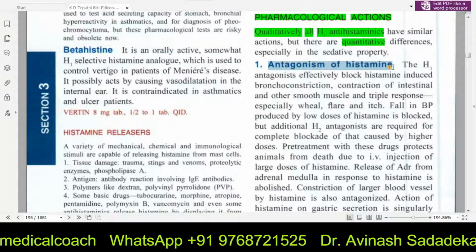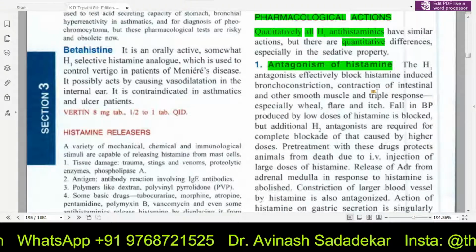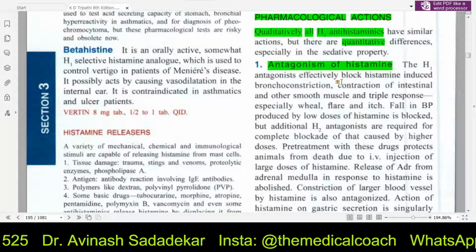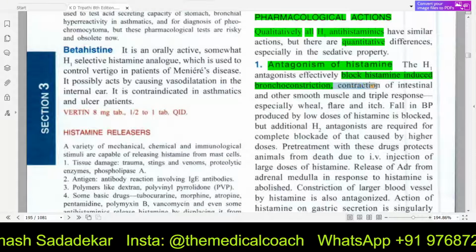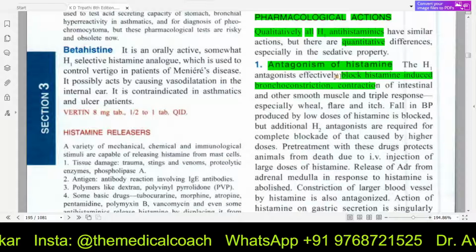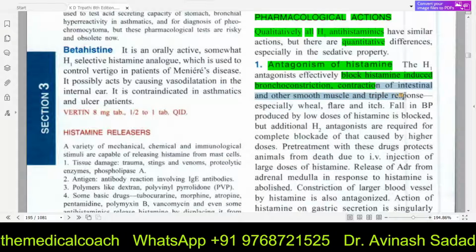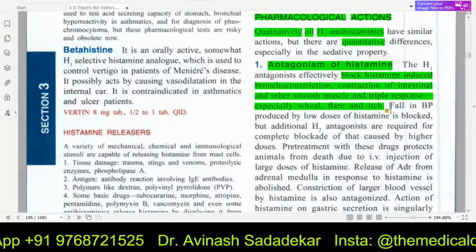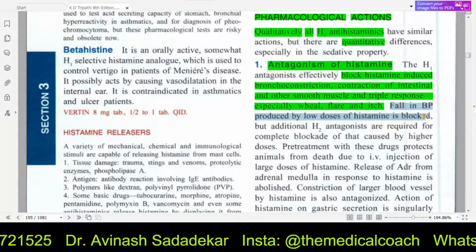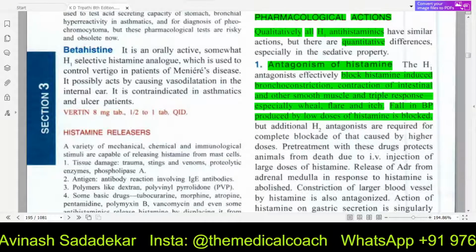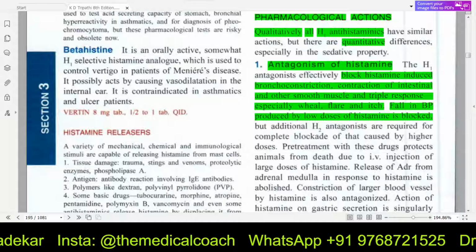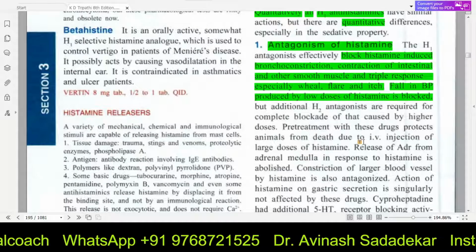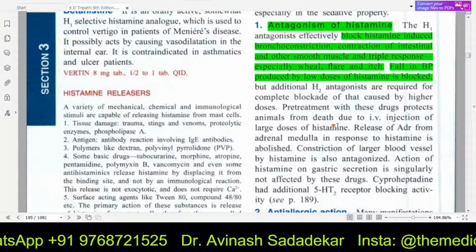They antagonize histamine. So what does the H1 receptor do? Block that. Block histamine induced bronchoconstriction, block contraction of the intestine, block contraction of other smooth muscles, block the triple response, so wheal, flare, itch goes away. The fall in blood pressure that happens because of histamine is blocked. Right? For complete blockade, you need to give an H2 antagonist also, because both H1 and H2 receptors are important for maintaining blood pressure.